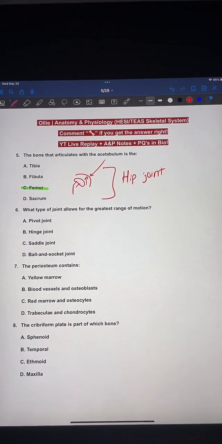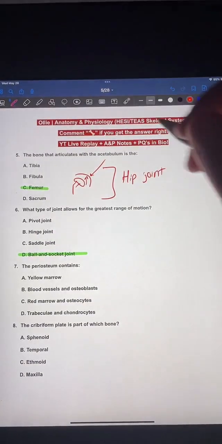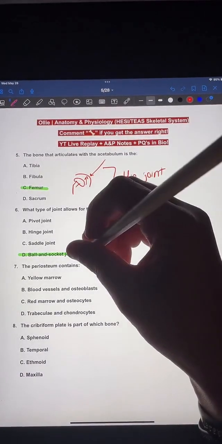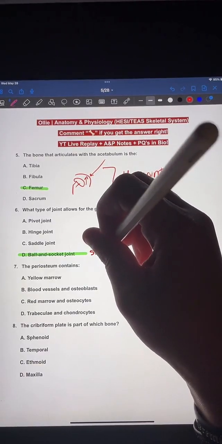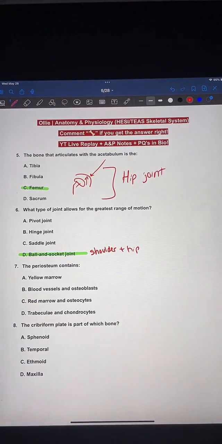But number 6, which type of joint allows for the greatest range of motion? The answer is D. If you got it right, put a bone down in the comments. The ball and socket joint, the examples of those would be your shoulder and your hip joint, which we just explained in the last question. They're multi-axial. They have the greatest range. If you move your arm around, if you move your hip around, you have a lot of range of motion there.